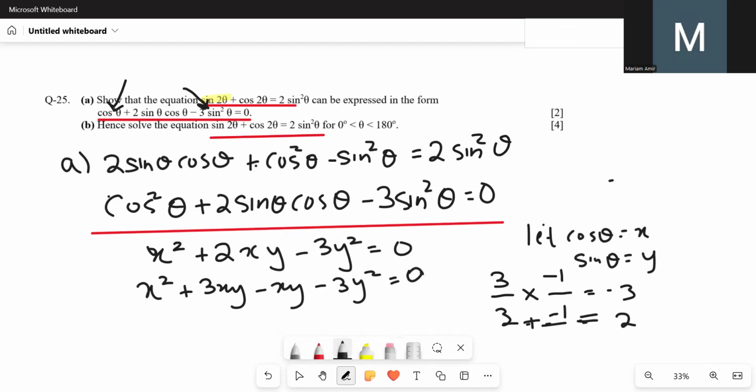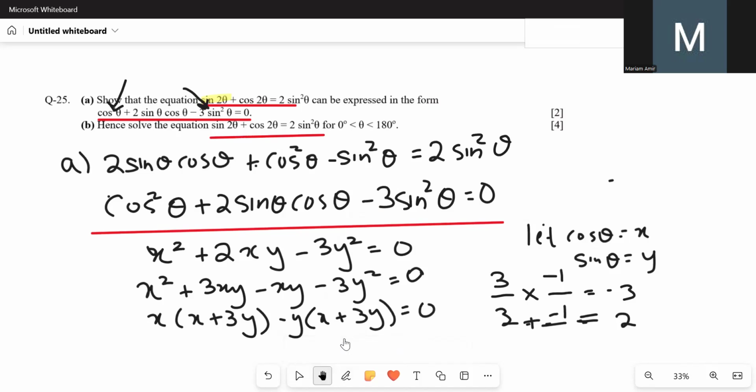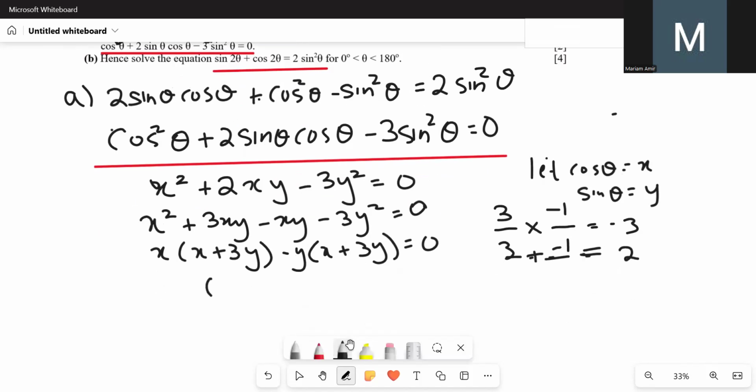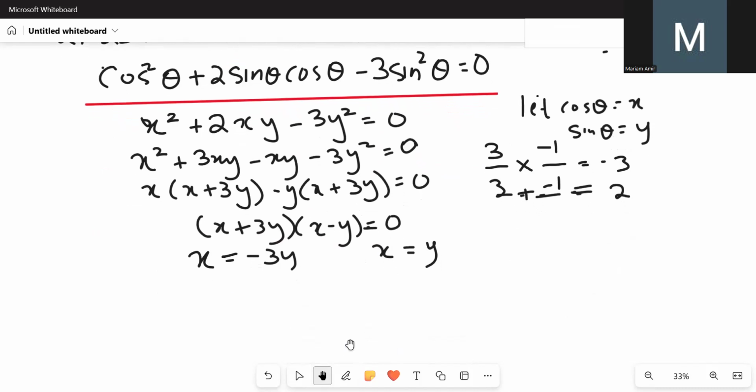x common, x plus 3y, negative y common, x plus 3y equals to 0. So x plus 3y, x minus y equals to 0. Okay, so we're getting x is equals to minus 3y and x is equals to y. Now let's change x and y back into their original form. x was cos theta is equals to minus y, which is sine theta.